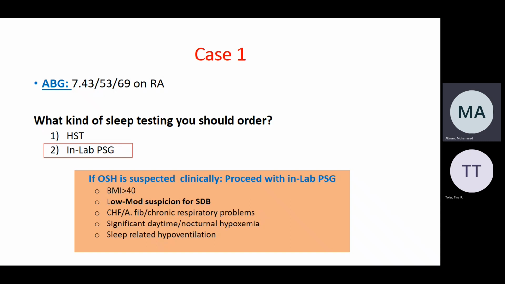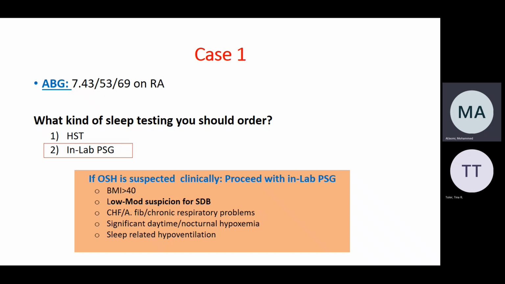So if you suspect obesity hypoventilation, then that's what we recommend. If there's concomitant COPD, overlap syndrome, CHF and things like that, they need to come to the lab. And sometimes you say low to moderate suspicion for sleep-related. Having said that, the insurance will always give me an issue, so it depends on the insurance.